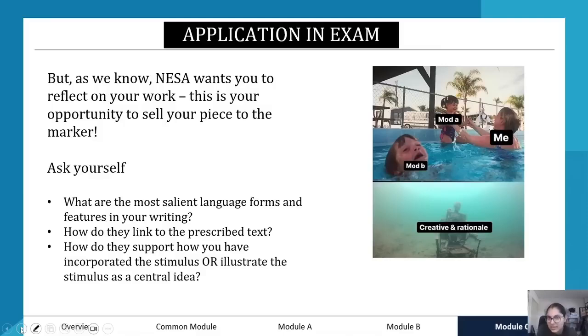Like, you wanted to show us something, and that's what you have to do as well. So make sure you have a purpose that you always link back to in your reflection. And when it comes to things you want to include, remember the salient language forms and features of your writing. You have to link back to the prescribed text.